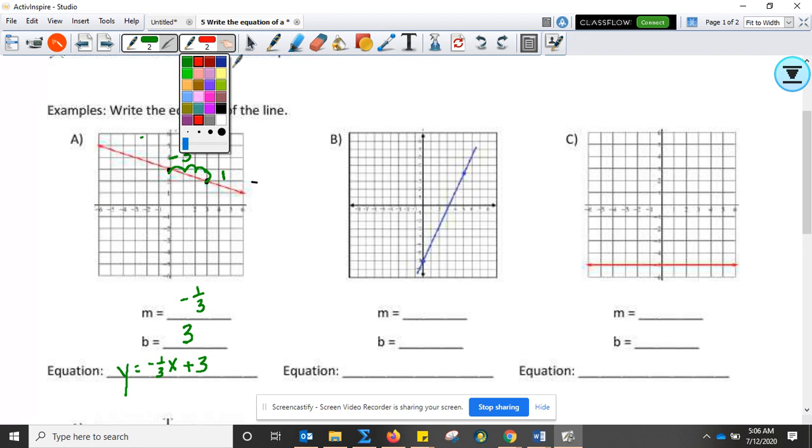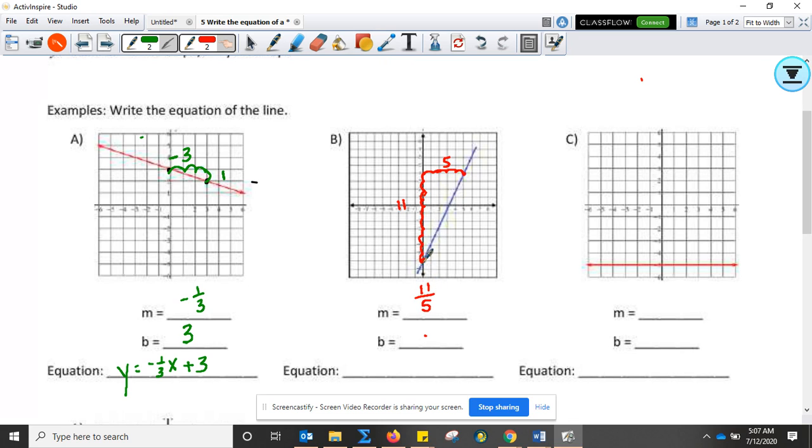Okay, now for B. All right, choose 2 points. So this one already has points here and way up here. So now find your slope. We're going to go 1, 2, 3, 4, 5, 6, 7, 8, 9, 10, 11. We rose 11. 1, 2, 3, 4, and we ran 5. And that's a positive slope. It's going puff, puff, positive. So my slope is 11/5.